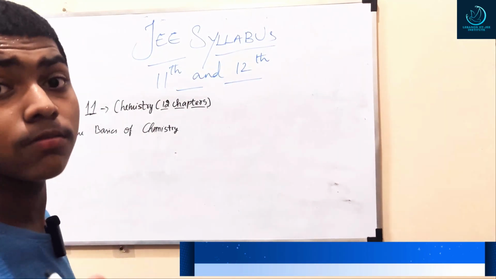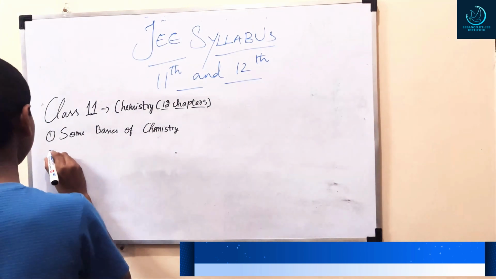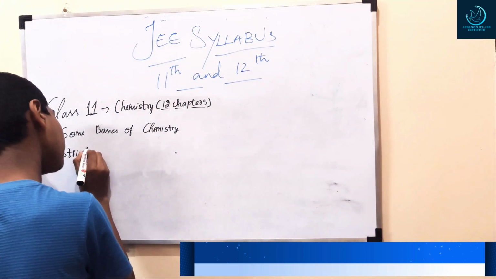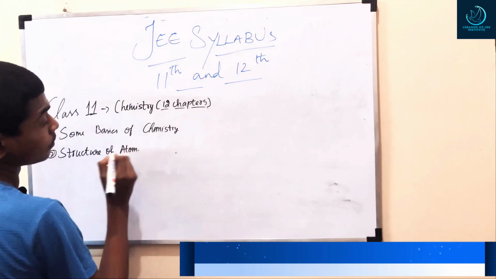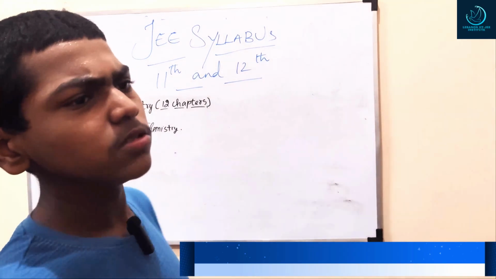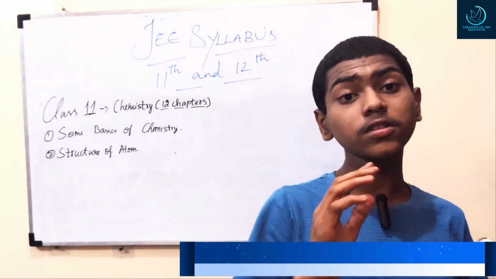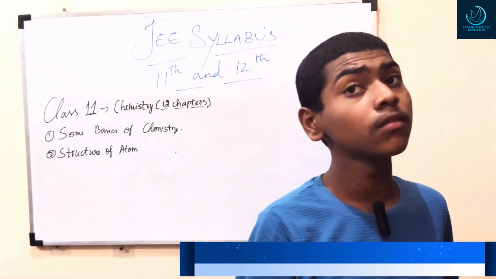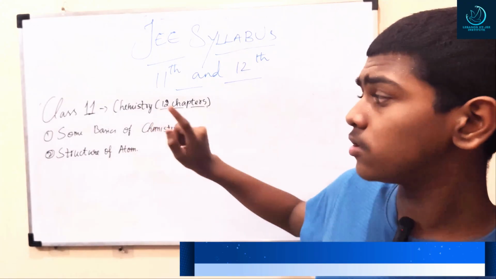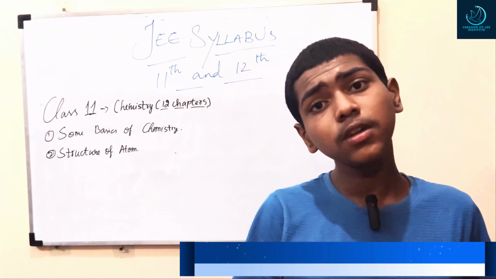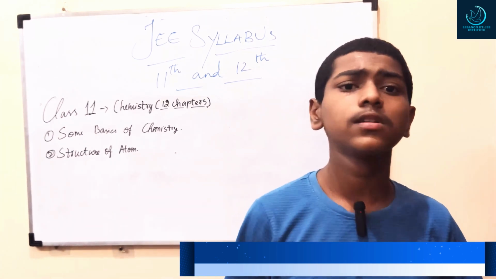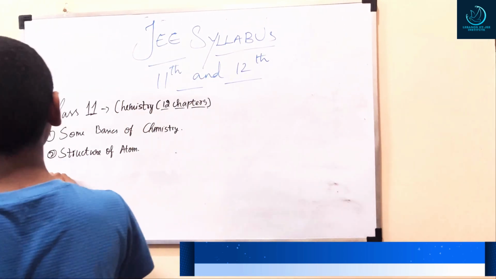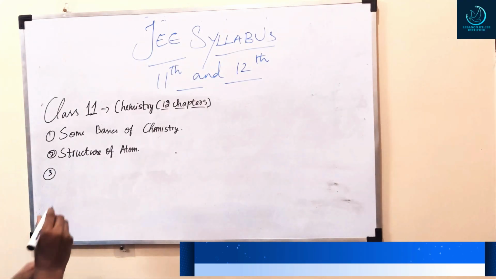So some basics of chemistry. Second one is structure of atom. Have you heard about Dalton, the discoverer of atom? If you don't know, you can study this. I'll teach. Structure of atom means n equals A minus Z, nucleons, electrons, protons, that you're going to study.